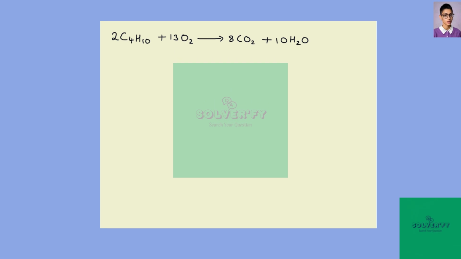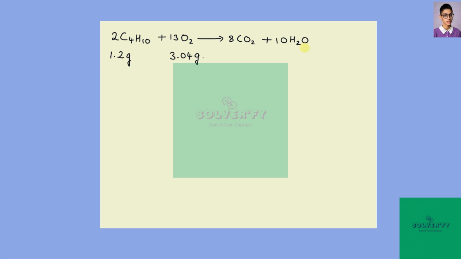Hello students. So the question is to find the amount of water which is being produced in this reaction. Here we have been given the amount of butane, which is 1.2 gram, and the amount of oxygen, which is 3.04 gram.